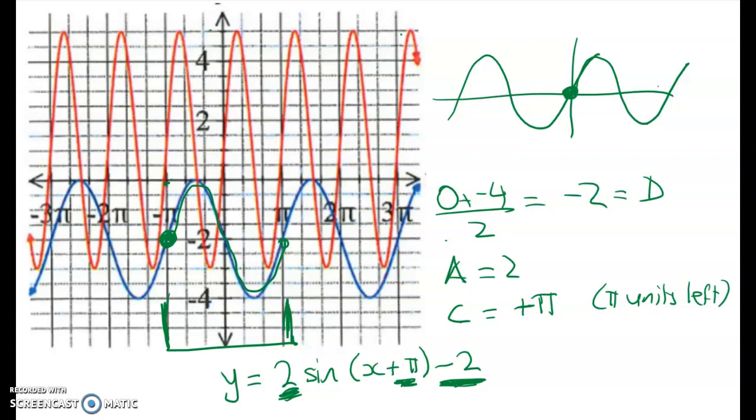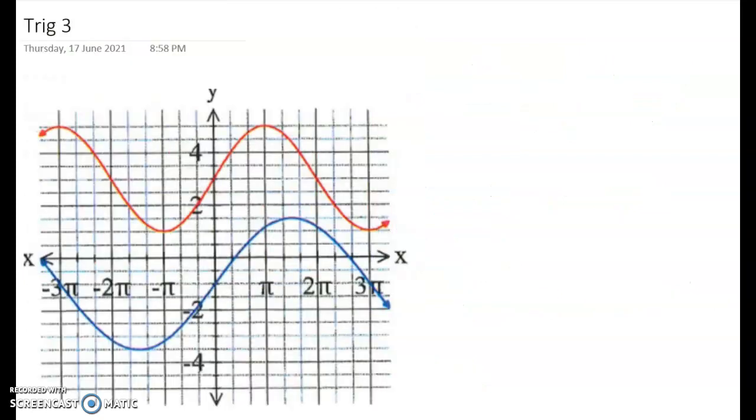I've just got time to do the last couple, I think. So let's look at these. Okay, I'm going to do these a little bit faster. So this one here has got no horizontal shift. It's going to 5 here and 1 here. So this midline is at 3. The amplitude is going to be 2.